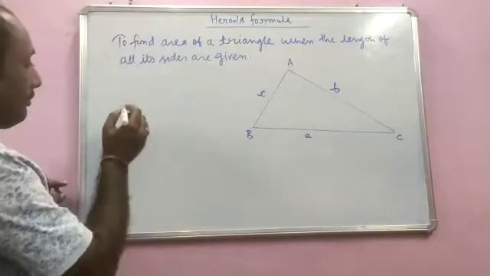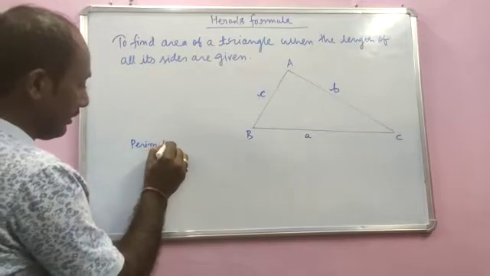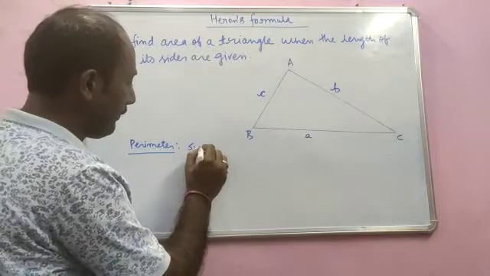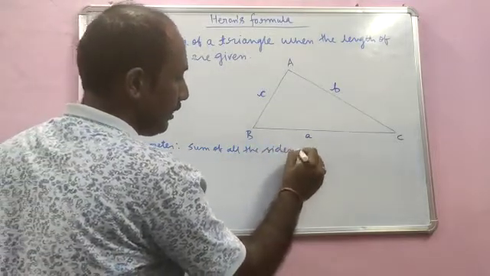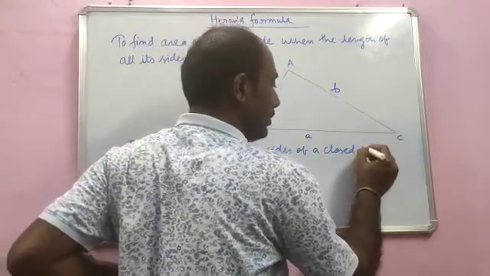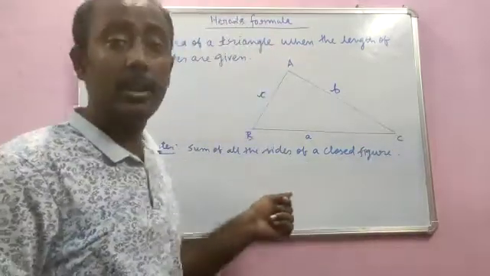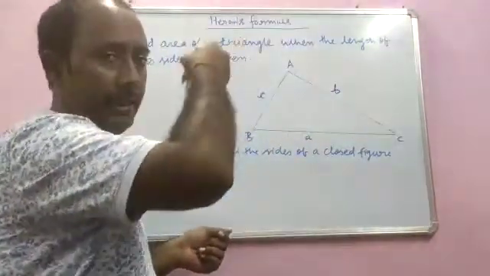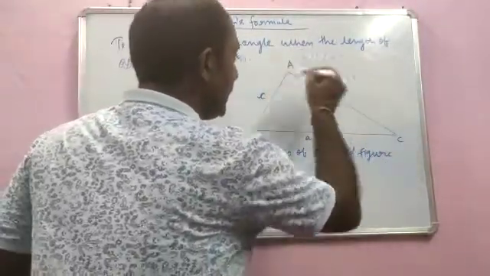Now, the term perimeter is well known to you. Perimeter you all must be knowing. What does this mean? Sum of all the sides of a figure, any closed figure. So sum of all the sides, or we call total length of the boundary, is called perimeter. If it is a circle, then the length of the boundary. So here the perimeter part is AB plus BC plus AC.